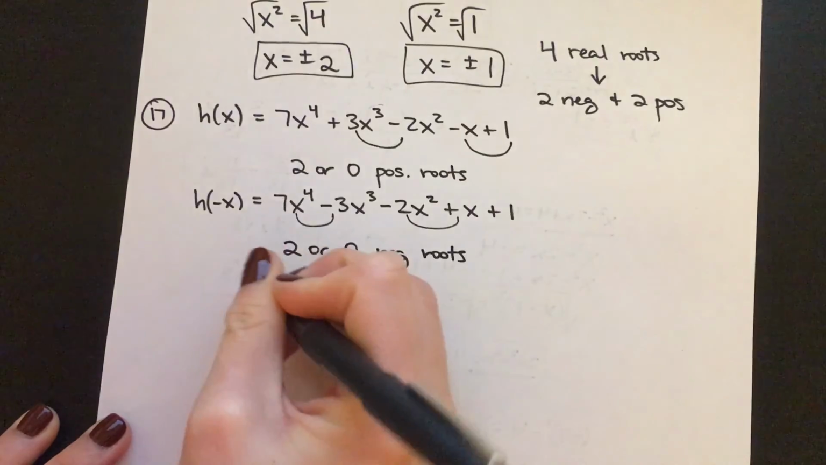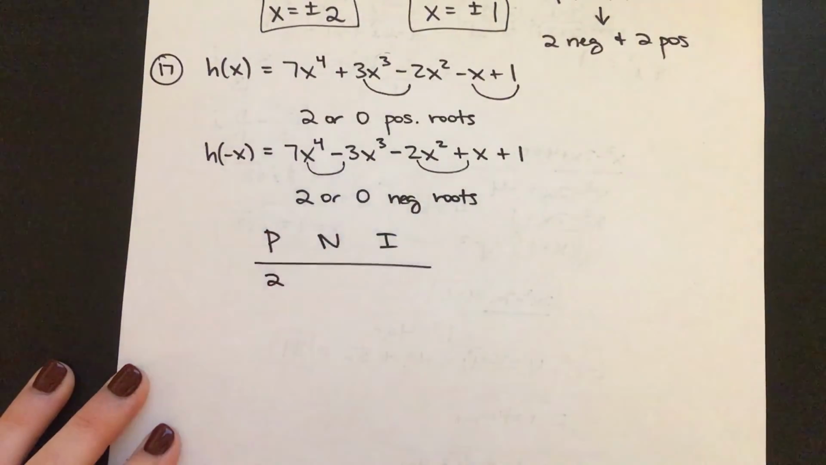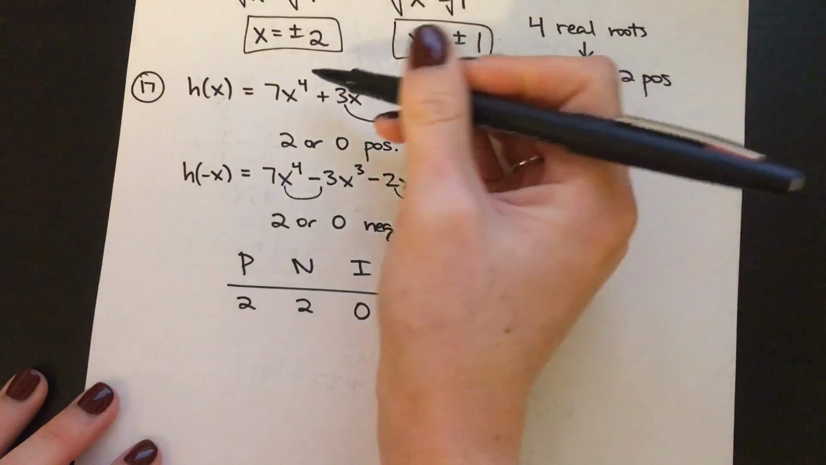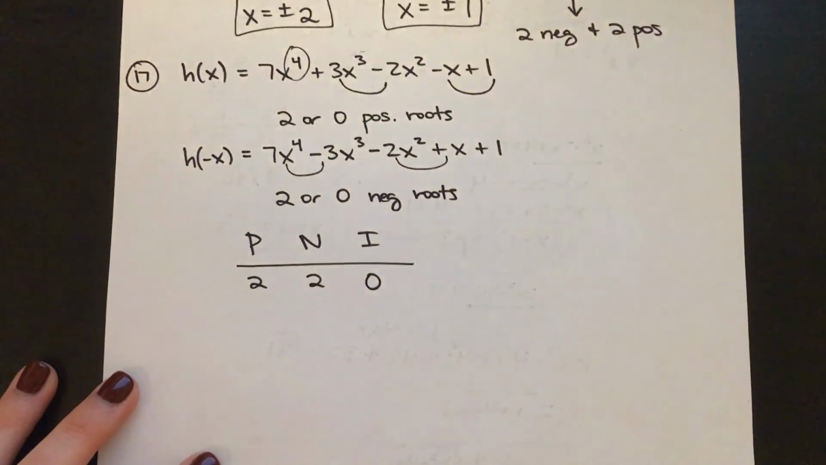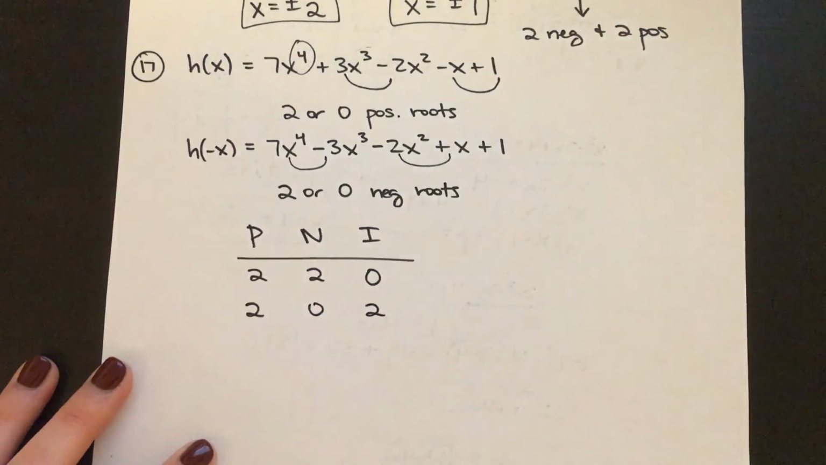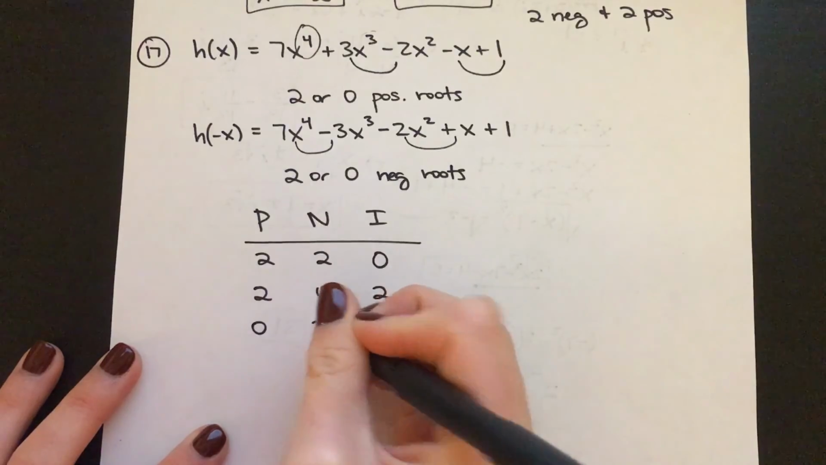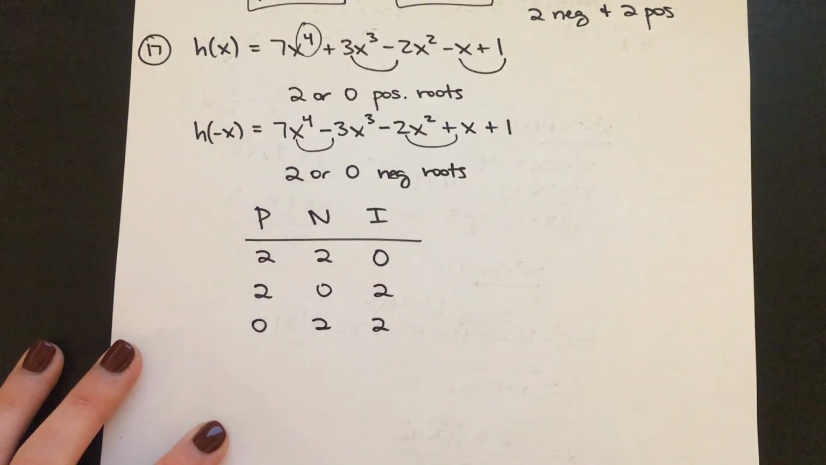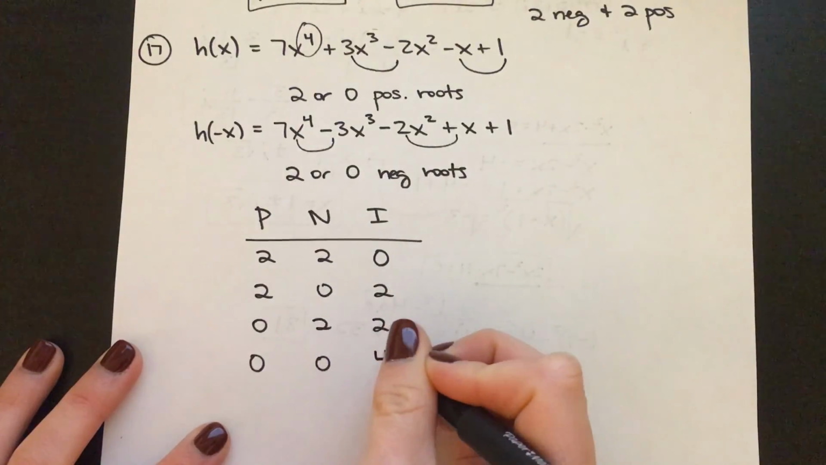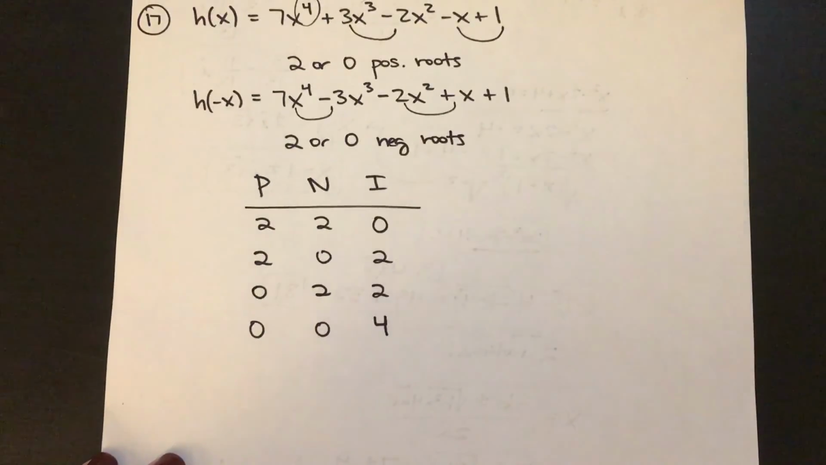So finally, I set up my little chart with positives, negatives, or imaginaries. So if I have 2 positives and 2 negatives, that leaves no room for imaginaries because my degree is 4, so I have to have 4 roots. If I have 2 positives and no negatives, that leaves room for 2 imaginaries. If I have 0 positives and 2 negatives, that leaves 2 imaginaries. Or last, 0 positives, 0 negatives, that leaves 4 imaginaries. So those are all my options. Remember, these all have to add up to 4. All right, that's our last one.